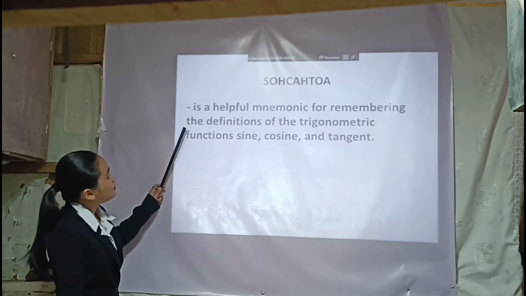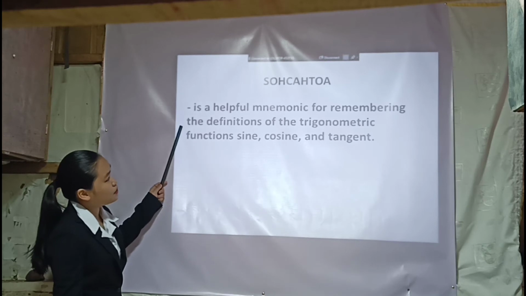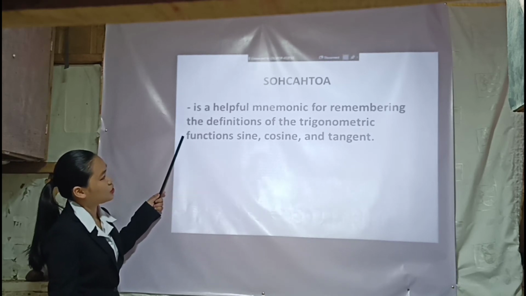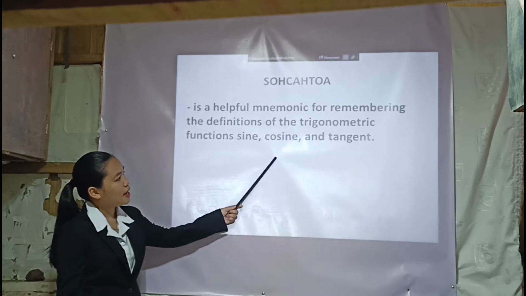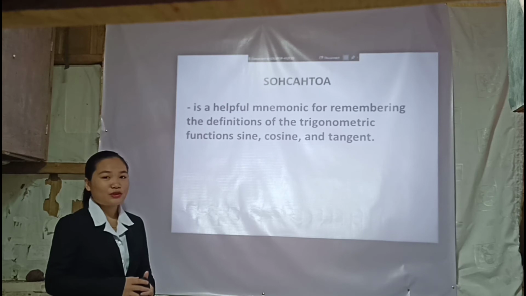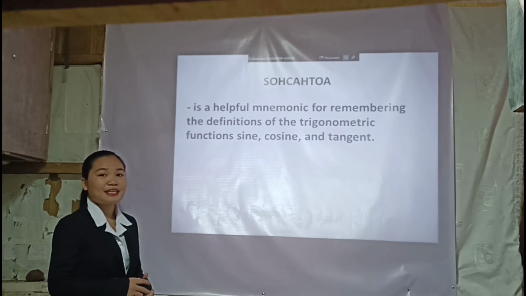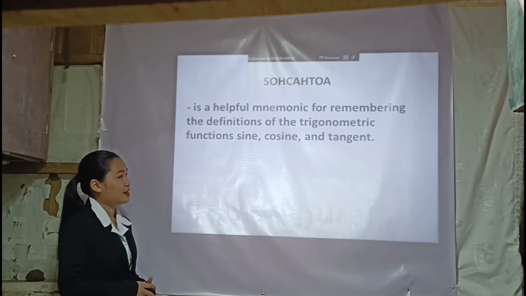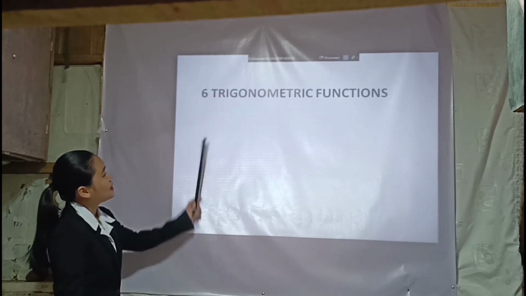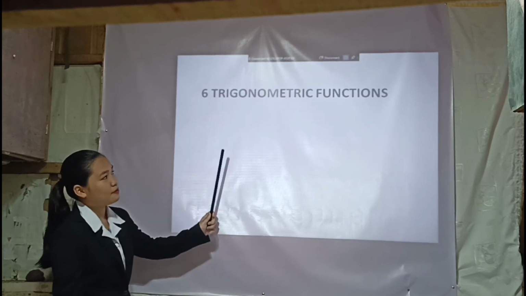SOHCAHTOA. SOHCAHTOA is a helpful mnemonic for remembering the definition of the trigonometric functions sine, cosine, and tangent. SOHCAHTOA is a method used for finding the side of a right triangle. So let's proceed. The 6 trigonometric functions.